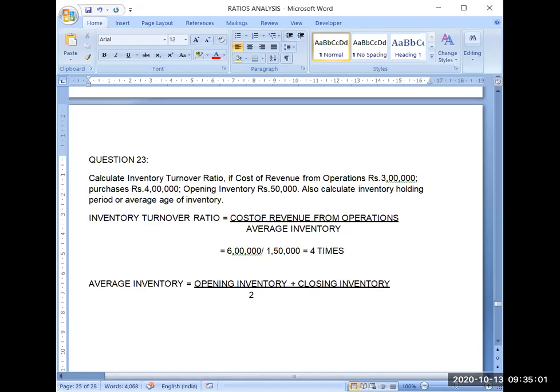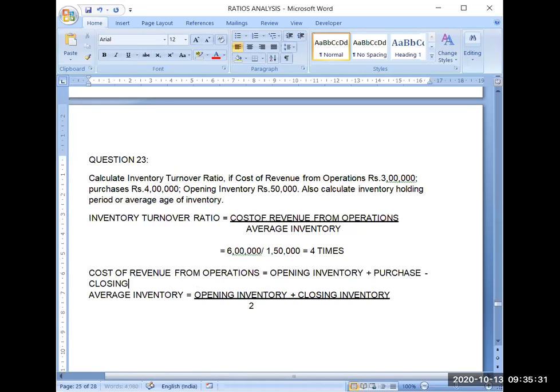So here I will write the formula of cost of revenue from operations. Cost of revenue from operations is equal to opening inventory plus purchase minus closing inventory.